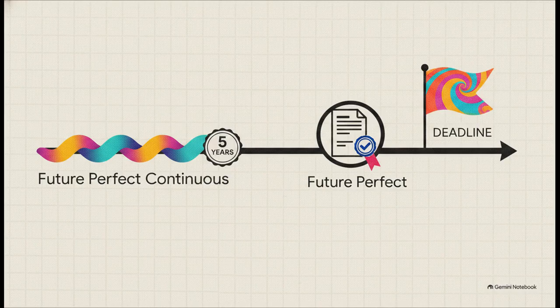The future perfect is for an action that will be 100% finished before a specific upcoming deadline. I will have finished by tomorrow. You're essentially planting a flag in the future and saying, hey, before we hit this flag, the job is completely done. The future perfect continuous, as you might guess, focuses on the duration leading up to that future flag. By next month, I will have been working here for 5 years. It's perfect for celebrating a continuous milestone.